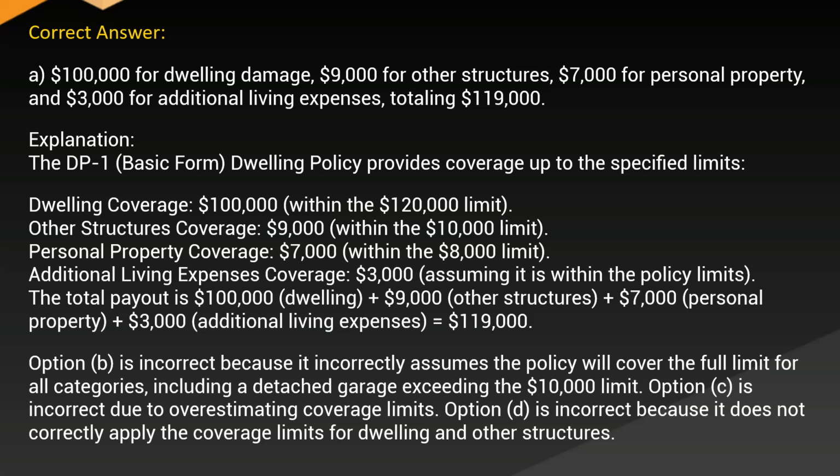The total payout is $100,000 dwelling plus $9,000 other structures plus $7,000 personal property plus $3,000 additional living expense equals $119,000. Option B is incorrect because it incorrectly assumes the policy will cover the full limit for all categories, including a detached garage exceeding the $10,000 limit. Option C is incorrect due to overestimating coverage limits. Option D is incorrect because it does not correctly apply the coverage limits for dwelling and other structures.